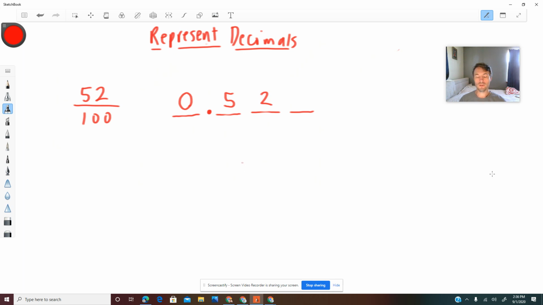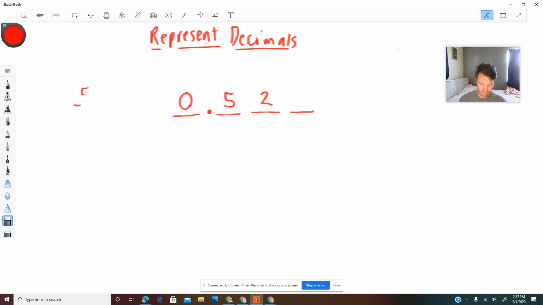Now, another way that you can know that this is 52 hundredths is that 52 hundredths is the same thing as 50 hundredths plus 2 hundredths. Well, 50 hundredths is the same thing as 5 tenths, because as long as you get rid of a 0 in the numerator, you can get rid of a 0 in the denominator too. So this is 5 tenths plus 2 hundredths. And here we have 5 tenths, here we have 2 hundredths. If this part doesn't make sense to you, you don't need to worry about it though. That's just kind of a little extra.